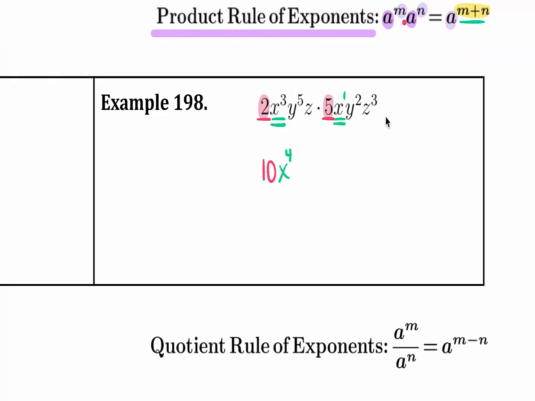Okay, let's do our y's. We have y to the fifth, y to the second. That gives me y to the seventh. And our z's, we have z to the first, z to the third. Gives me z to the fourth. So our product rule says we multiply our coefficients, we add our exponents.